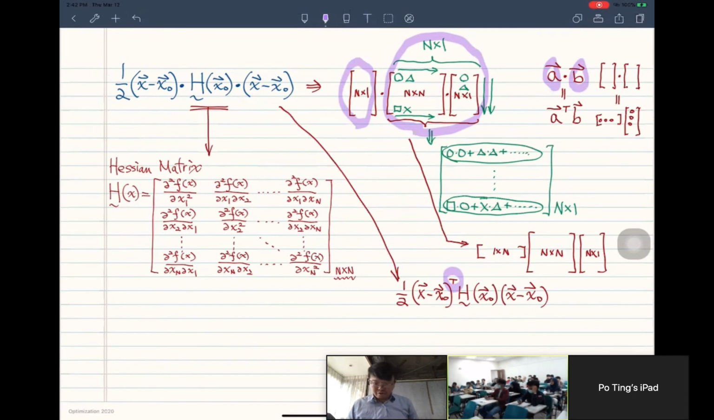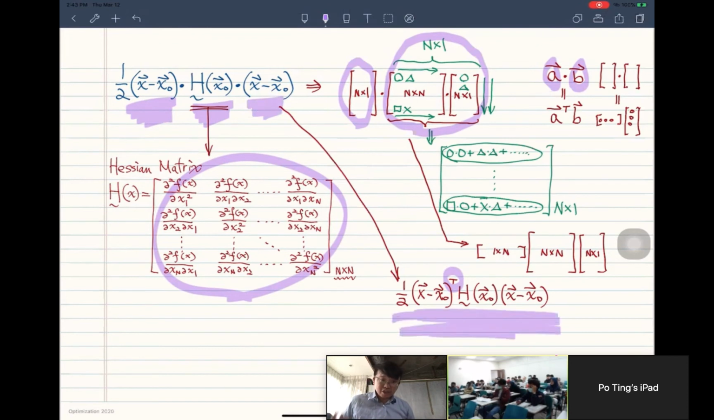So now you know this is x minus x0 transposed, dot product with the Hessian, all the second order derivatives, and then dot product with x minus x0 again. And this is how you actually do the multiplication. Okay?